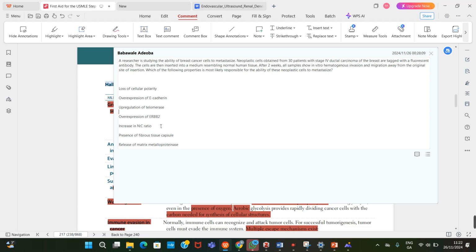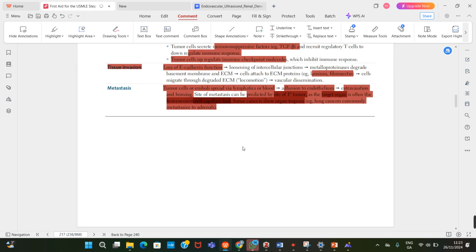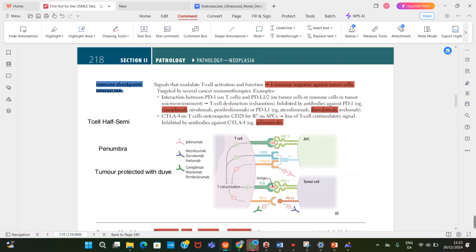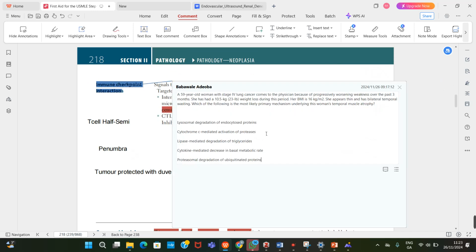So increase in NC ratio, what is that? That's dysplasia. Upregulation of telomerase is just going to make them proliferate. It's not going to make them metastasize. Don't forget that there are different hallmarks of cancer. All of them do different things. So the question is very simple. Let's see what we have here. I just brought this one randomly.